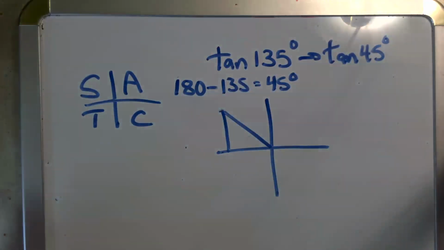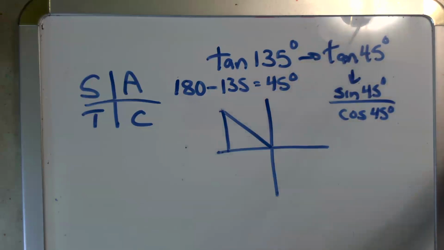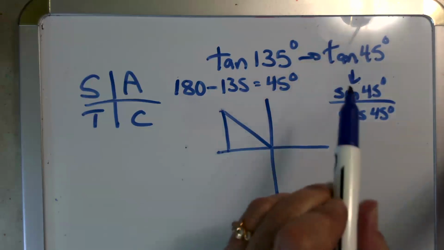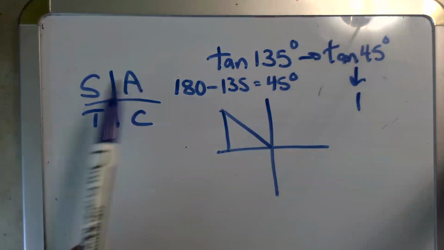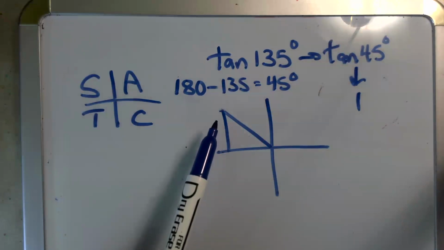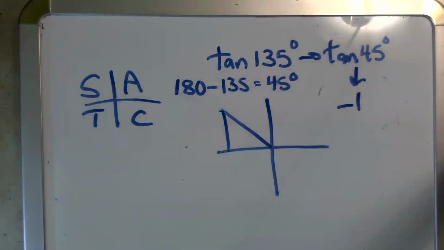Okay, so tangent of 45, I memorized my first quadrant. That's sine 45 over cosine of 45. Well, those were the same thing. Those were root 2 over 2 over root 2 over 2. That's just 1. And now let's get the positive or negative of it. All students, tangent is not positive in the second quadrant. My answer is -1. So that's the idea.